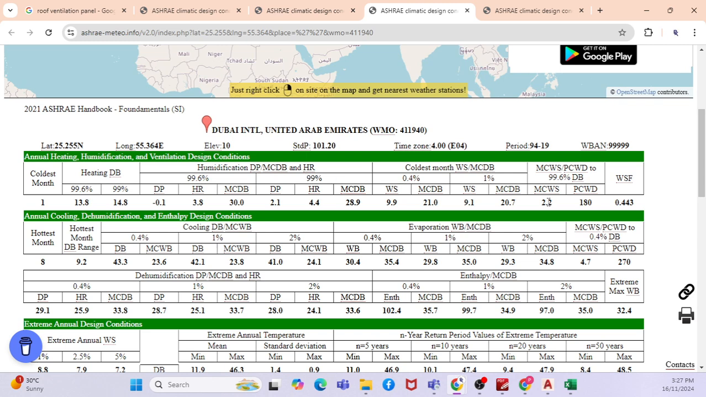What is the next one? PCWD. This is the direction of the wind. So when the wind is directed towards 0 degree, that means north side. So this is 180 degree, more south side. You can correlate like that: 0 is north, 90 is the east, 180 would be south. So the wind direction is a wind speed towards the south, right?